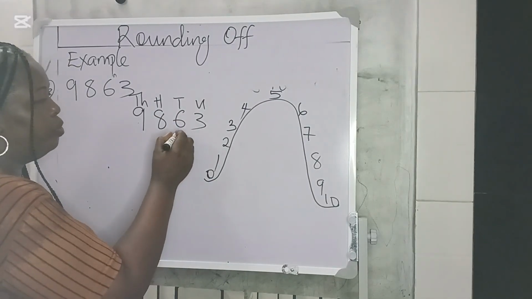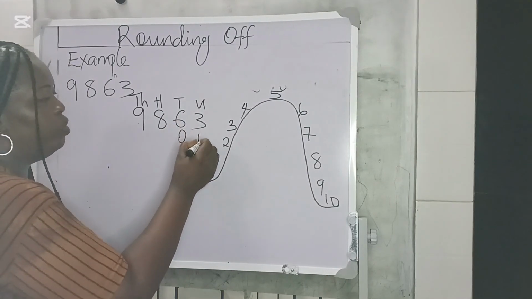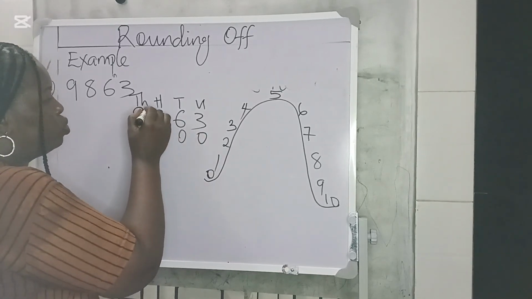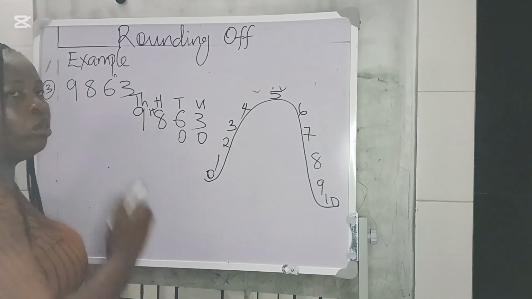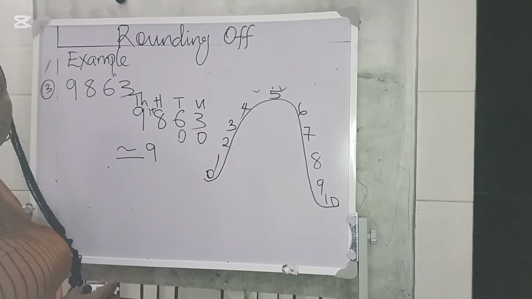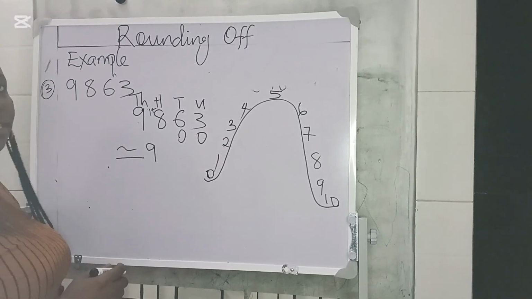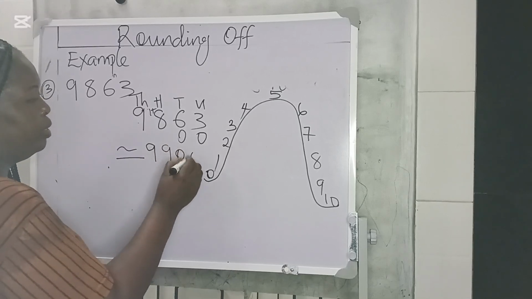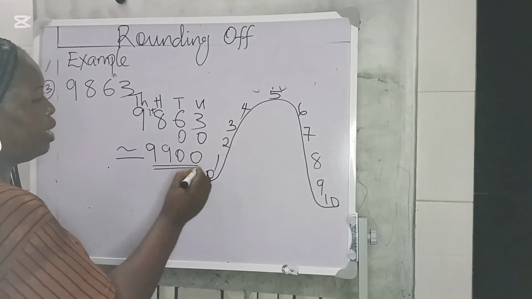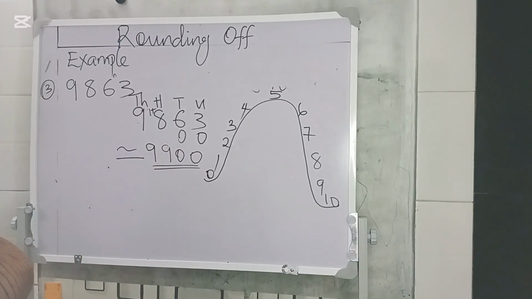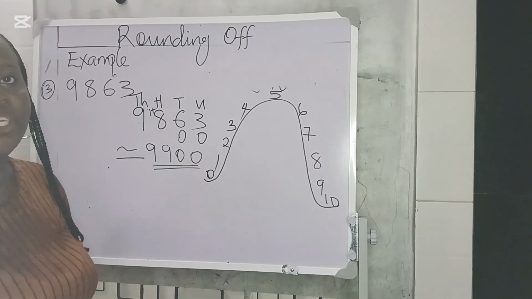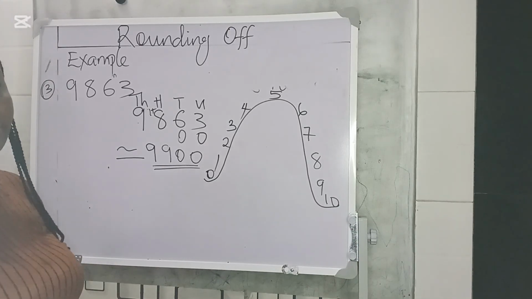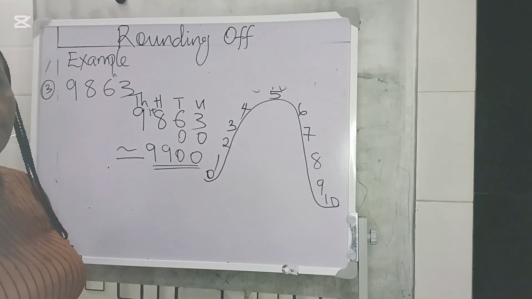So what we do, we replace here with 0. Here is already going to be 0. Then we'll do plus 1 here to the hundreds. The answer will be 9,900. That is, 9,863 to the nearest hundreds will be 9,900. Are we all there?